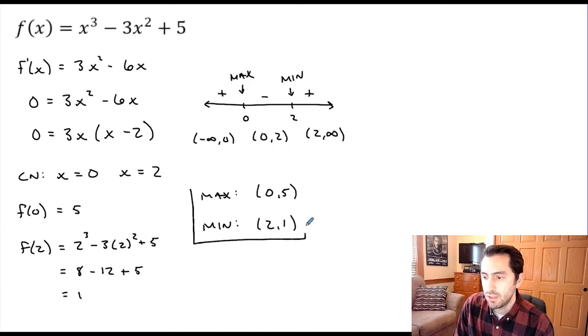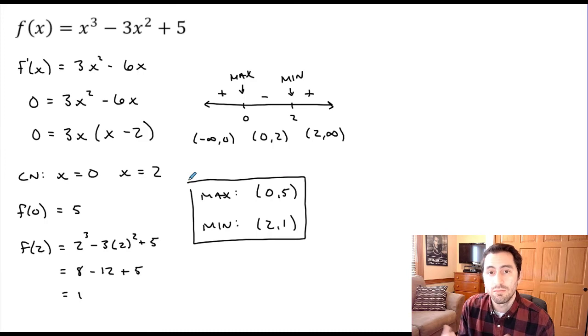So here we go. That's the general idea of the first derivative test. Find the critical numbers, take a look at your intervals, test the intervals to see where they're increasing and where they're decreasing, and that will indicate your maximums and your minimums.